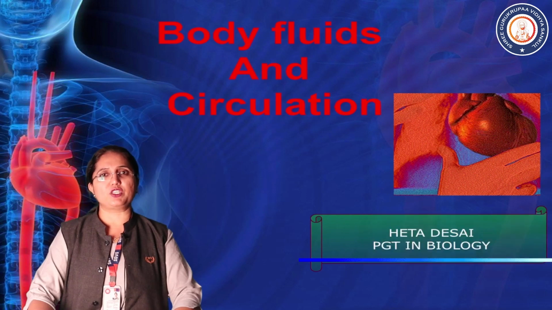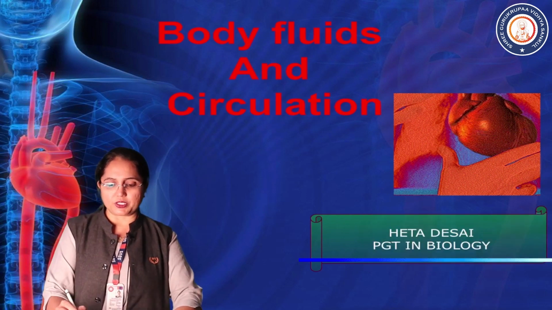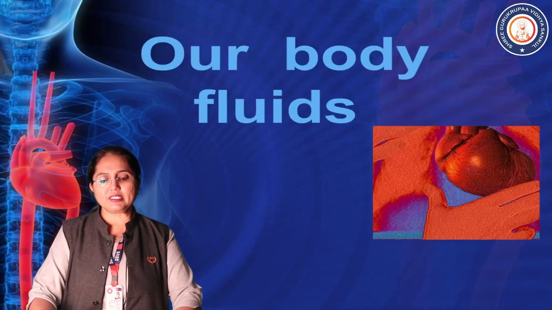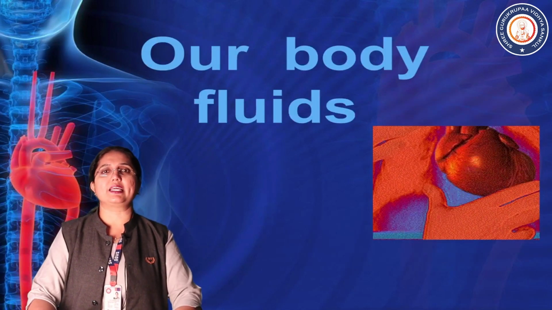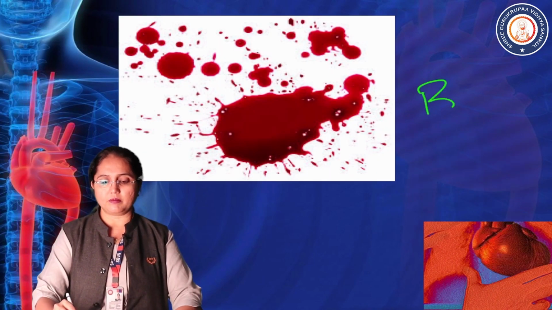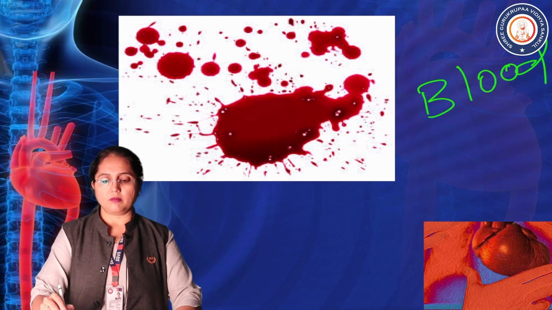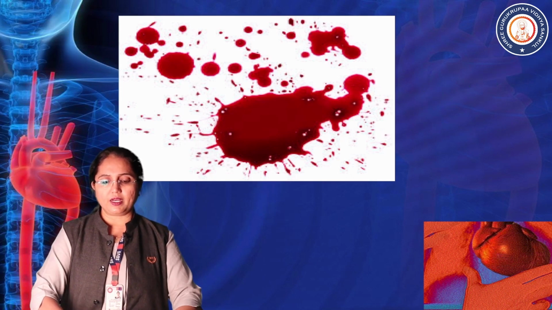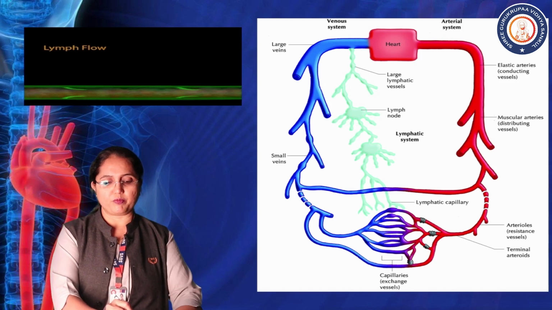Today in this video, we are going to learn about body fluid and circulation. Students, how many types of fluids are there in our body? There are two types of fluid in our body. One is blood and the other is lymph.